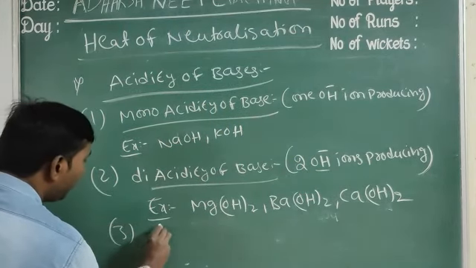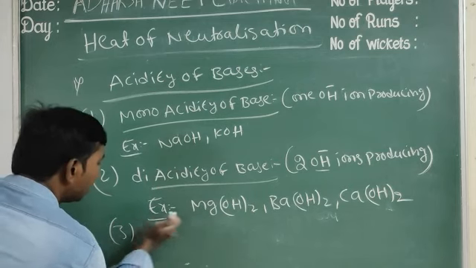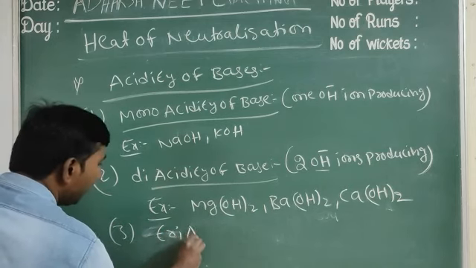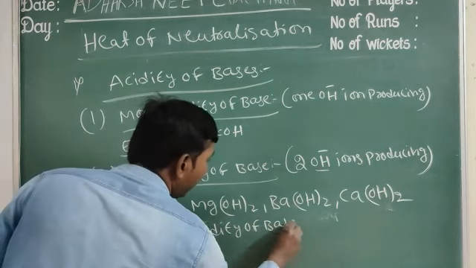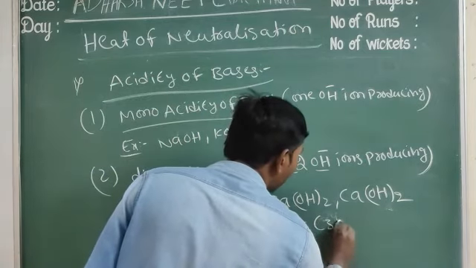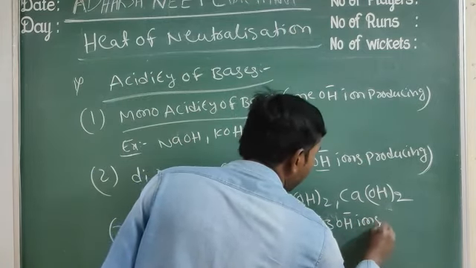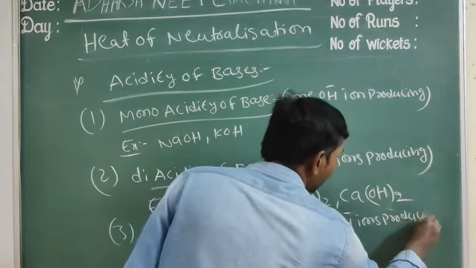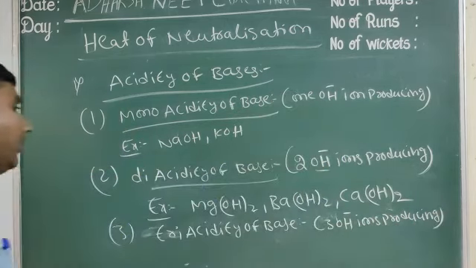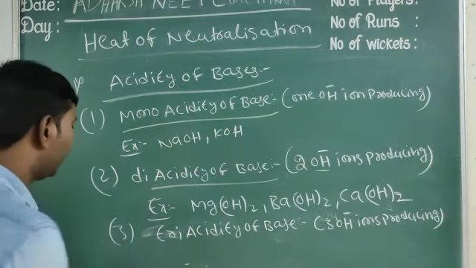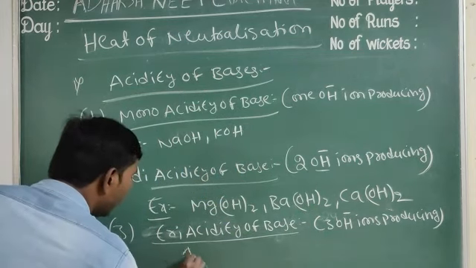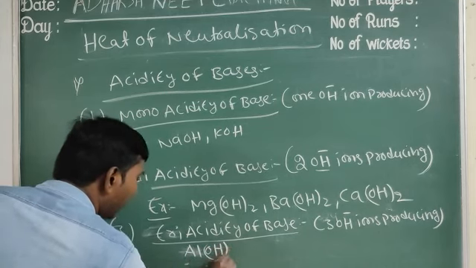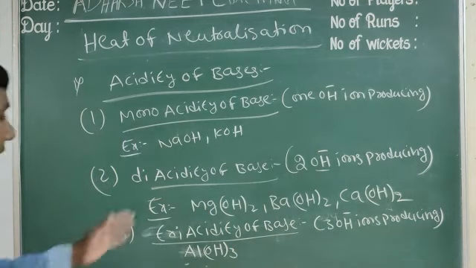Otherwise, triacidity of base. Triacidity of base means 3 OH minus ions are produced. Okay. So example: Al(OH)3, like that.